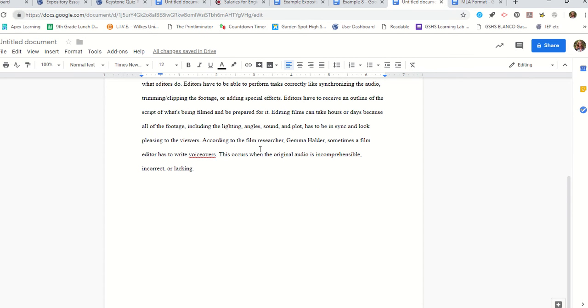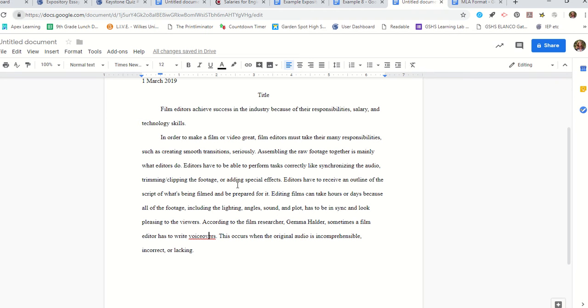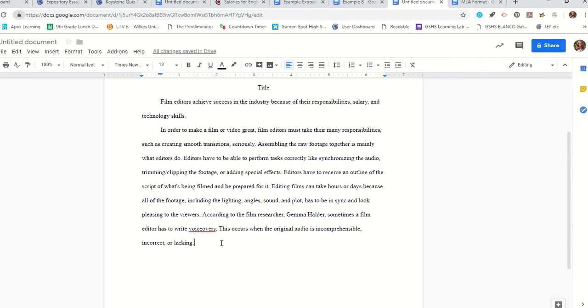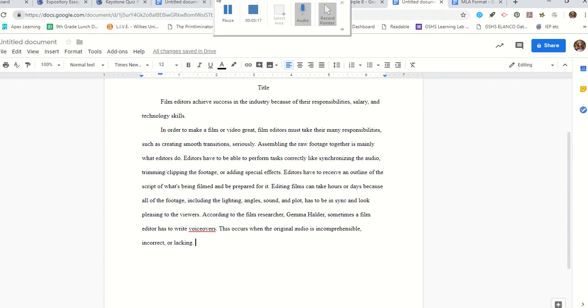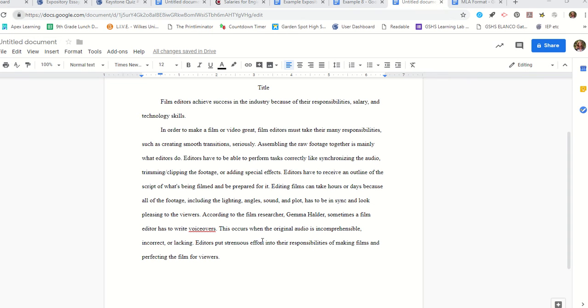Alright, so then I'm done giving all my information about the responsibilities of film editors, so I wrap up the paragraph by explaining why it's important for film editors to understand their responsibilities. That's the so what. And it matters because they put strenuous effort into their responsibilities to make film and perfect the film for viewers. So it's important because this is how they perfect film, their job. Alright, so I go on to my second supporting idea about achieving success in film, which is how the salary helps film editors achieve success.